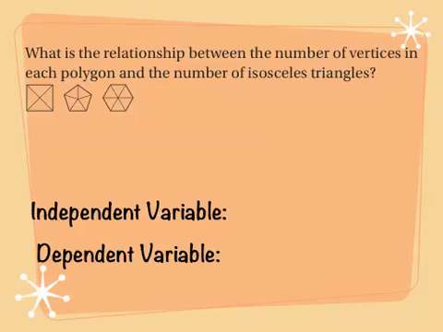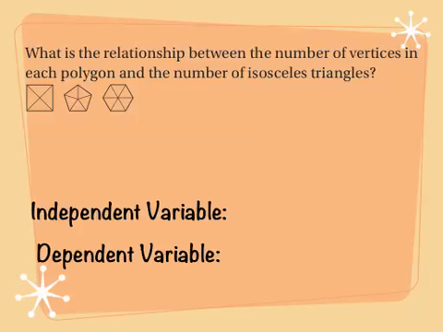This example says, what is the relationship between the number of vertices in each polygon and the number of isosceles triangles? Remember, vertice means angle. So if you look at the first example, we have a square which has 4 vertices, or 4 angles. If you notice, when we have 4 vertices, we have 4 triangles created. On the pentagon, which is the next shape, we have 5 vertices and 5 isosceles triangles. And on the next example, the hexagon, we have 6 vertices and we have 6 isosceles triangles.